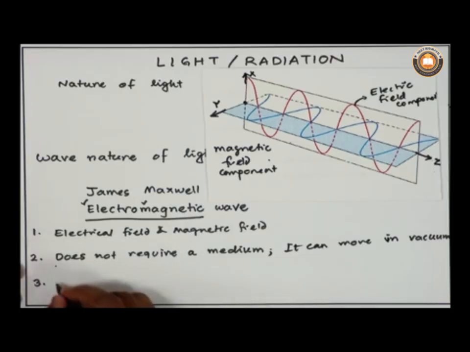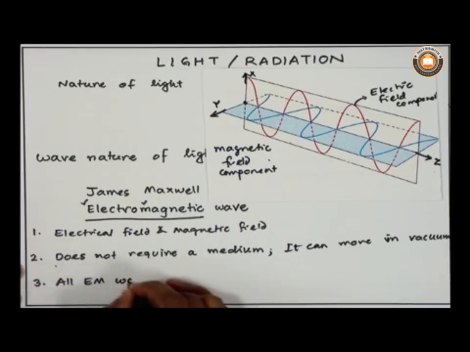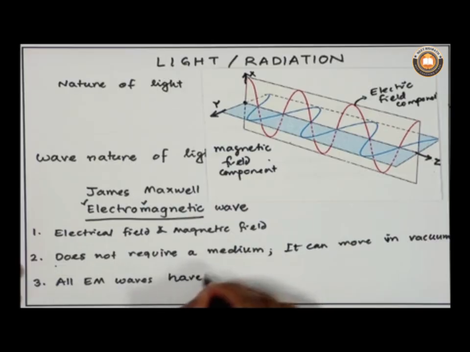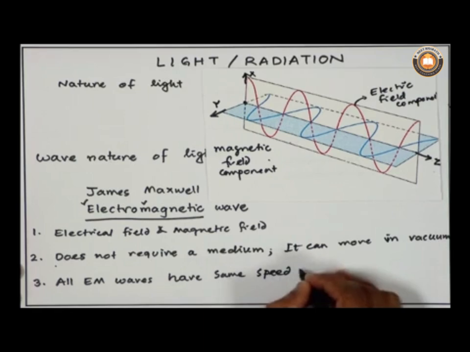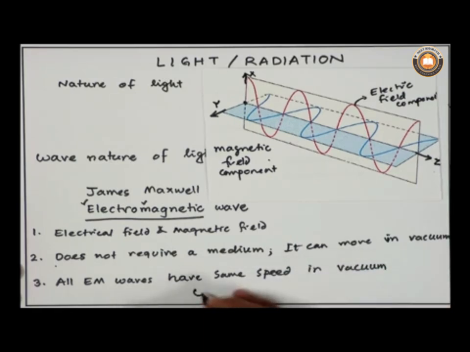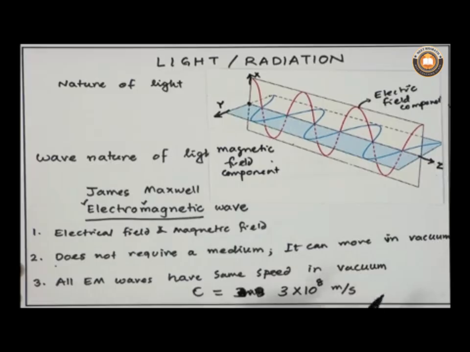A third property is that all electromagnetic radiations, all electromagnetic waves, have the same speed in vacuum, and this speed is a constant, which you would know as the speed of light, given as 3 into 10 to the power 8 meter per second. So, light is an example of electromagnetic radiation. It has an electric field component and a magnetic field component, which are perpendicular to each other. To move, it does not require a medium, and all electromagnetic waves travel at the same speed in vacuum, 3 into 10 to the power 8 meter per second, which you know as the speed of light.